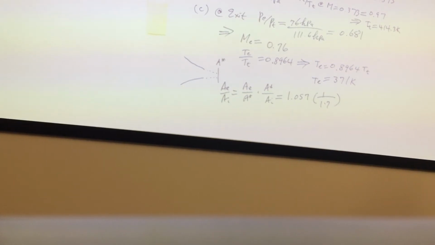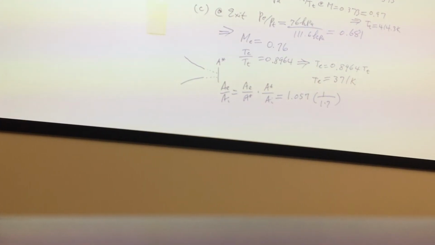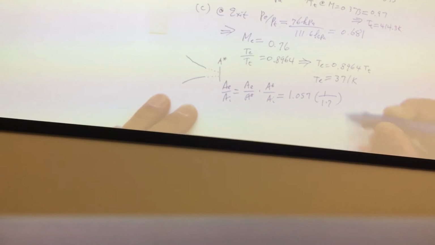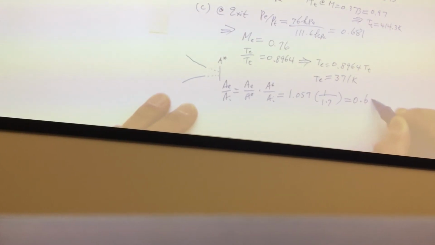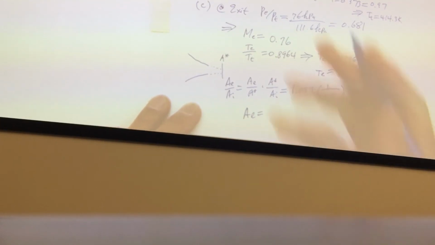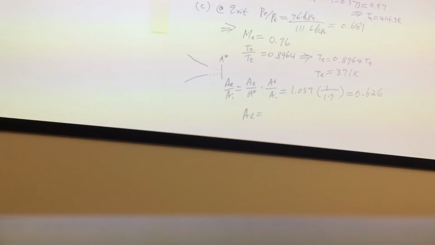And that makes sense. See, at Mach number equal to 0.37, the cross-sectional area should be larger than at Mach number 0.73 or 0.76 in this case. So that sounds fine. So this value is less than 1, which is fine. This is equal to 0.626. So you find out AE. Just multiply that cross-sectional area by this number, and you are done.